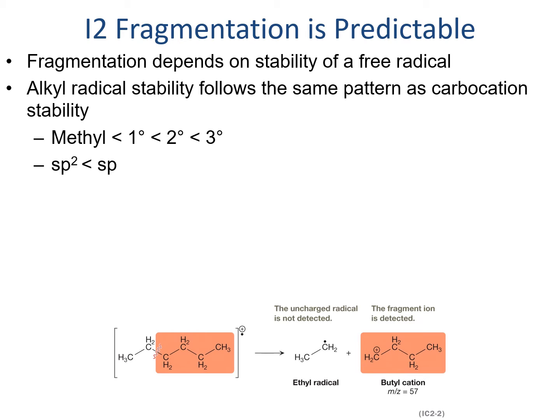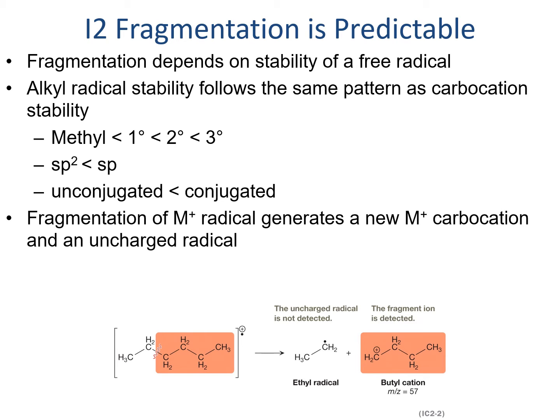We also see that there's a difference in stability between sp2 and sp hybridized orbitals, and also between unconjugated and conjugated, where conjugated is much, much more stable. The same as a carbocation is much more stable if it can be spread between multiple locations.